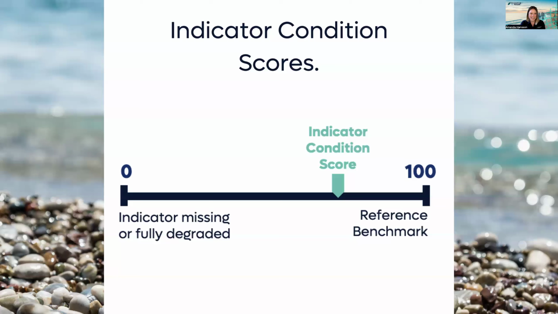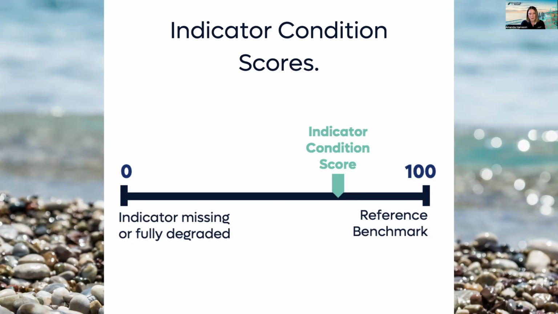Once you have collected your field data, it's time to calculate the indicator condition scores. Now, the indicator condition score is similar to the econ score in that it's also on a scale from 0 to 100, but it's a score given to each and every indicator that you collected in each assessment unit. And it's all based again on the difference between the field data and the reference benchmark data for that particular indicator.